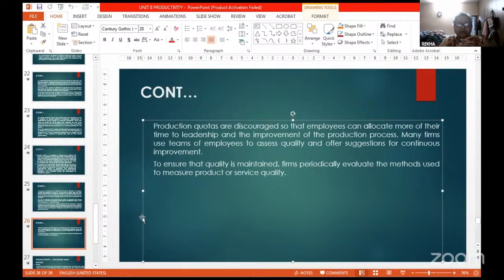To ensure that quality is maintained, firms periodically evaluate the methods used to measure product or service quality. Again, to maintain that quality, for example, you take Patanjali. Initially, the quality was very good. I myself have used their products, but today it has deteriorated a lot. We have to maintain it, not only at the first go. Then only can you survive. Afterwards, you get a bad name in the market, and people stop buying your products.